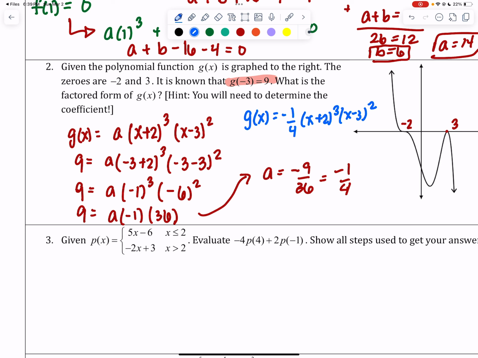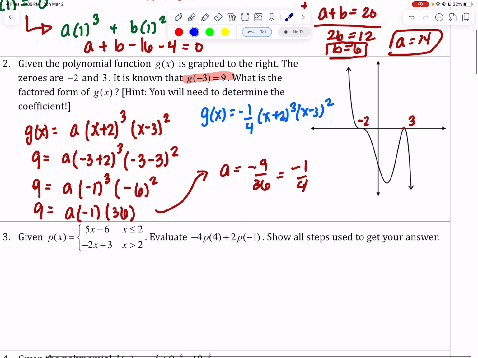Which should make sense because guess what? This is an odd degree polynomial because my end behaviors are going opposite directions. And we also know that because as x is approaching negative infinity, y is approaching positive infinity, which means that we have a negative leading coefficient there. So that is number 2.